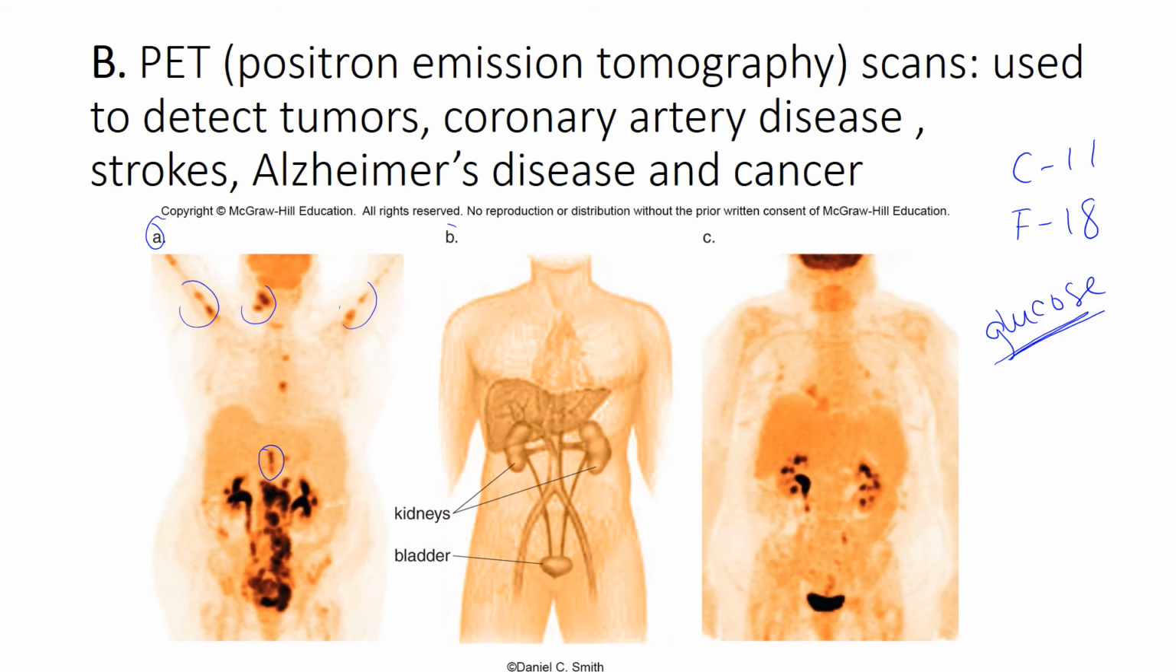Okay, this is just a schematic showing you the equivalent. So here's the lymph nodes. This is where that would be on the person. There's your spine. You're seeing where the bladder is, which has a high concentration, as well as the kidneys, because those are eliminating those radioisotopes.